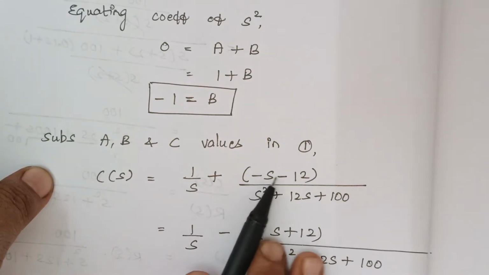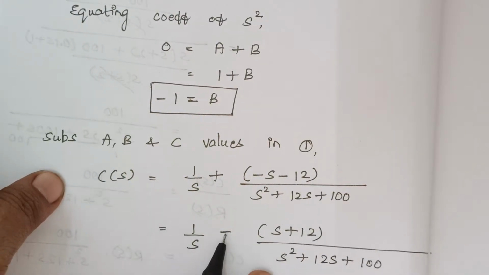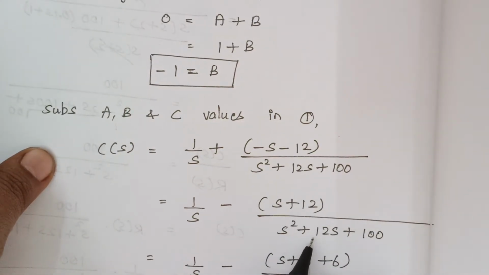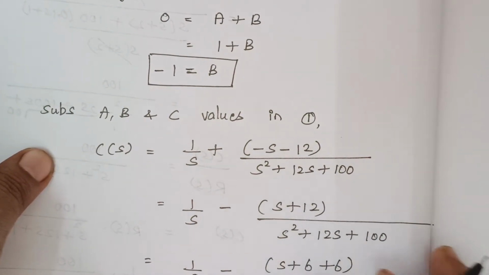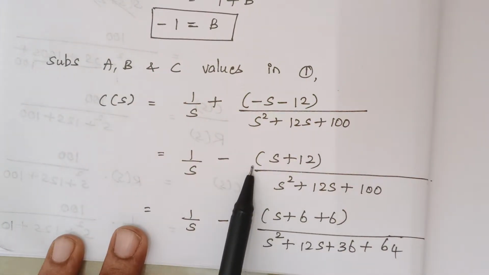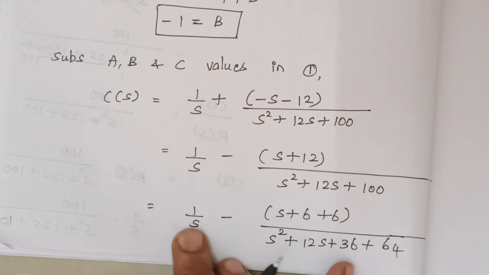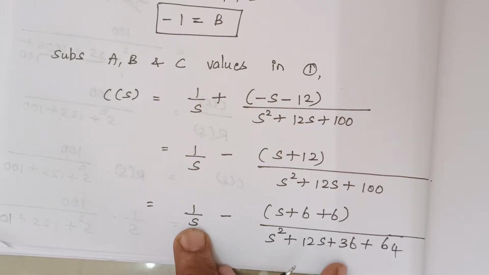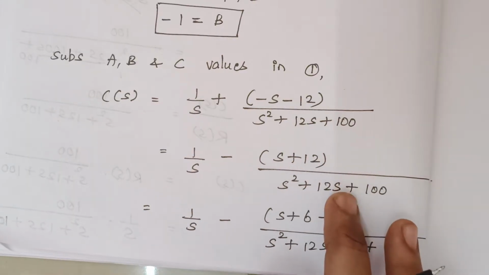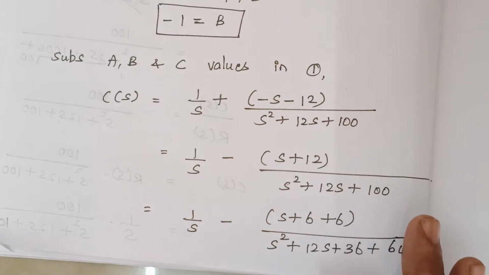Since both the terms have a minus sign, I am taking this minus sign commonly outside. When I take this minus sign outside, the remaining term will be s plus 12 by s square plus 12s plus 100, right? And the next thing is, again we need to solve this expression, because when you take the inverse Laplace transform, the value of 1 by s is 1. But here you cannot directly apply the inverse Laplace transform. So for that, I am rearranging, I am making some small changes here.